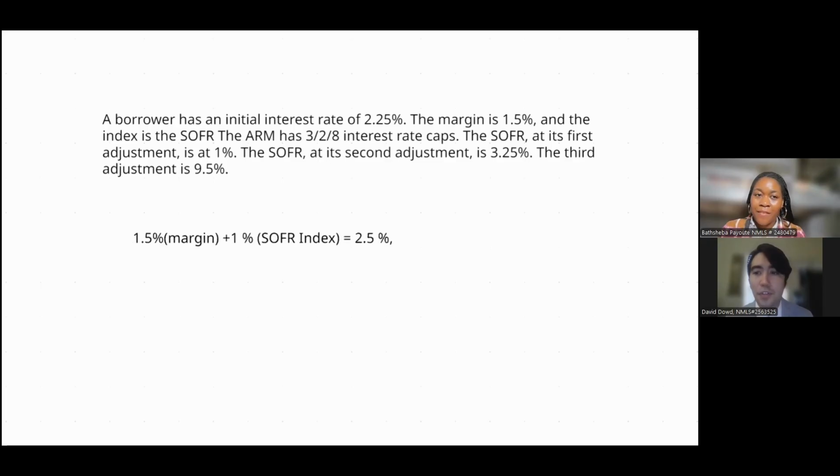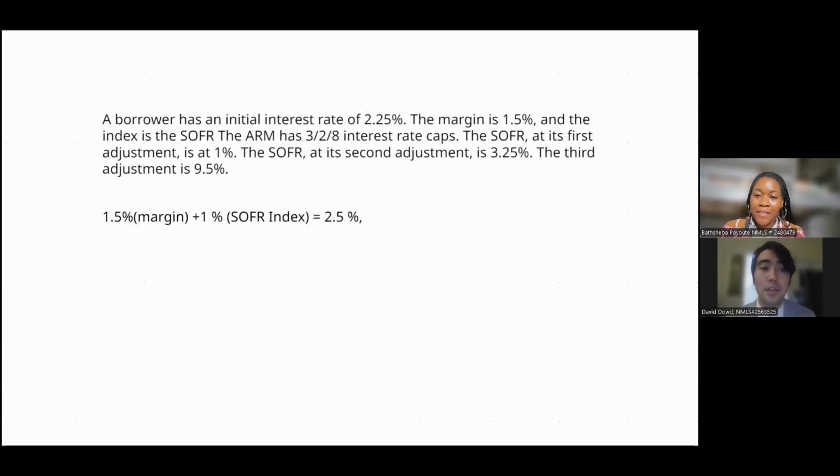I'm going to go ahead and get that on the screen here for us. So that's our first math for solving this: 1.5%, the margin, as we see up here, plus the 1% SOFR, or the index in this case. And we add those together. And of course, simple math, 2.5%, right? And this is our fully indexed rate. We needed a fully indexed rate. So we always have to find that first. Yes, that is what this result is. Fully indexed rate for the first adjustment, it says.